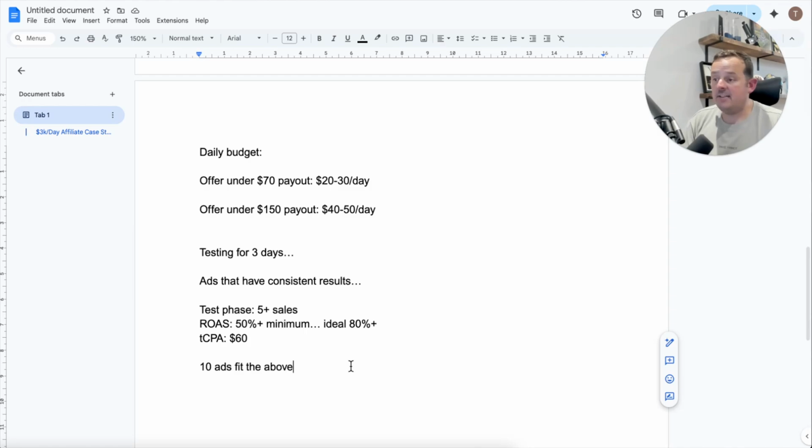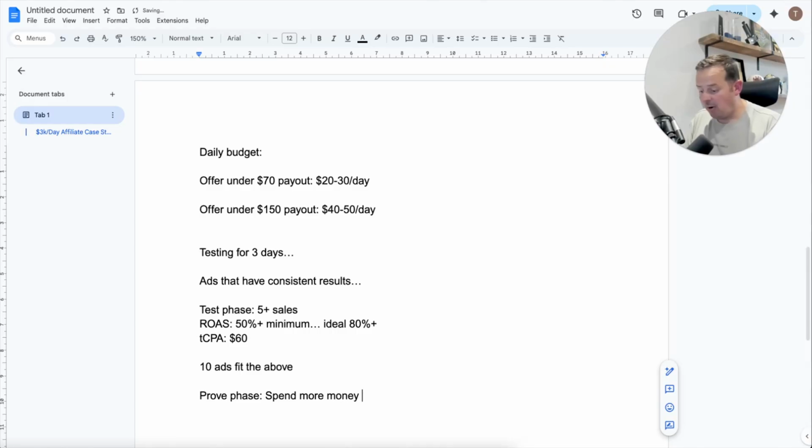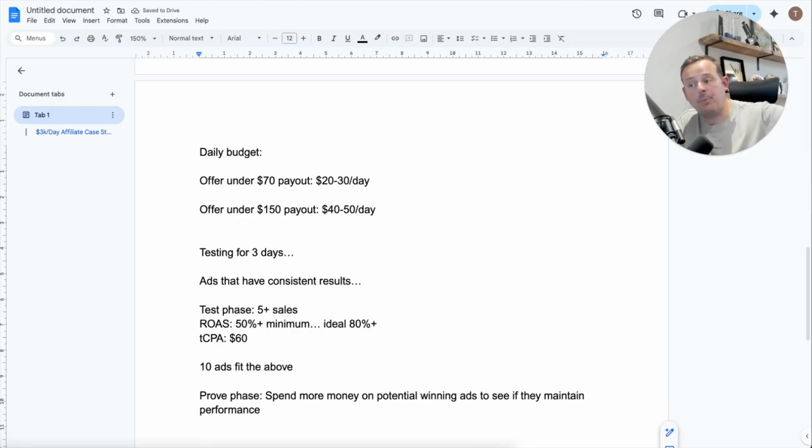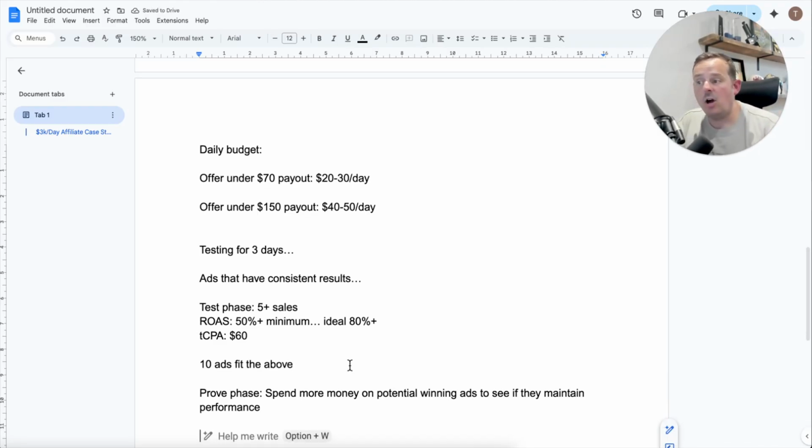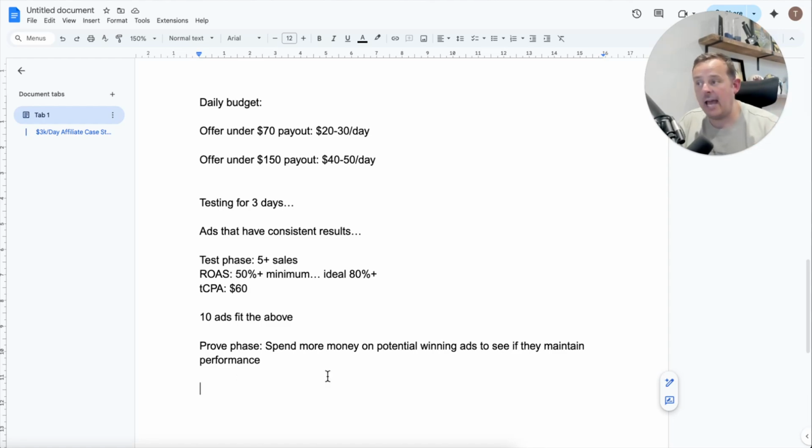All right, so we've got 10 ads that fit the bill. So now I want to move into the prove phase. And what this means is spend more money on potential winning ads to see if they maintain performance. Now, naturally, we're going to see performance probably decrease, right? We're not probably going to maintain the same CPA and the same ROAS as we had in the initial testing phase, naturally, because now we're spending more money.